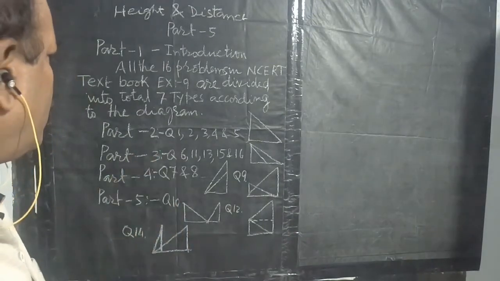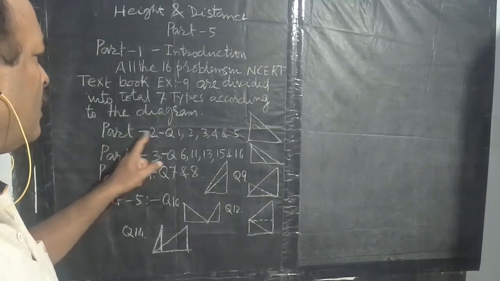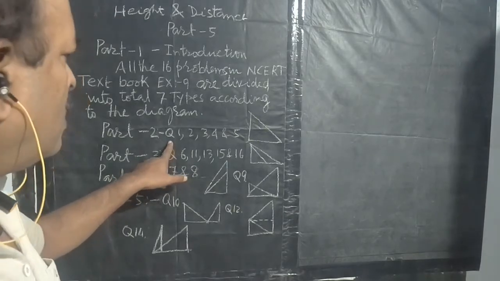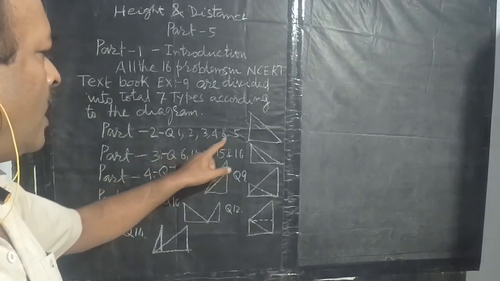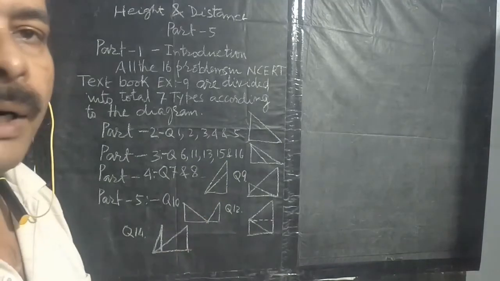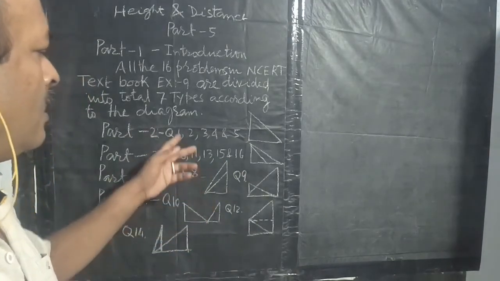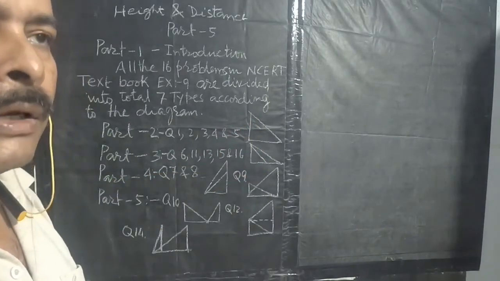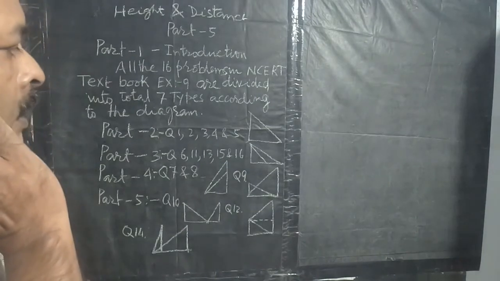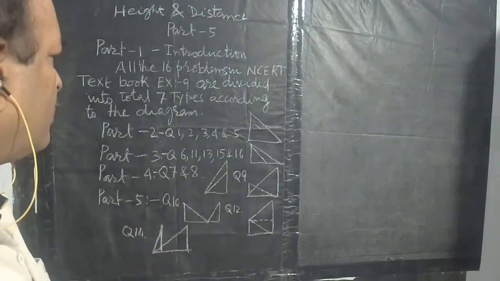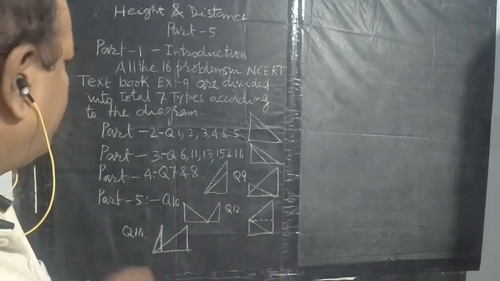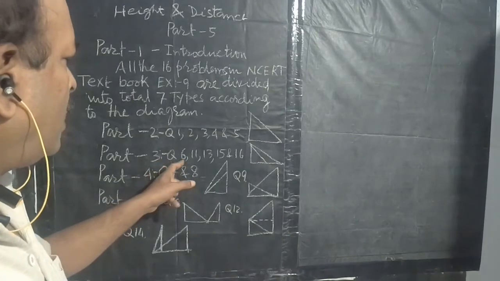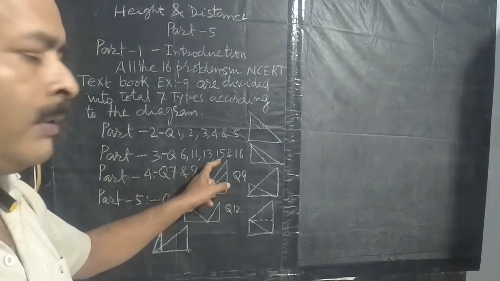In part 2, type 1 of the 7 types was discussed. Questions 1, 2, 3, 4 and 5 come in type 1. Type 1 is a single right angle triangle. Watch the video to come to know why I have taken all the 5 problems together. Then in part 3 of this video, questions number 6, 11, 13, 15 and 16 are discussed.